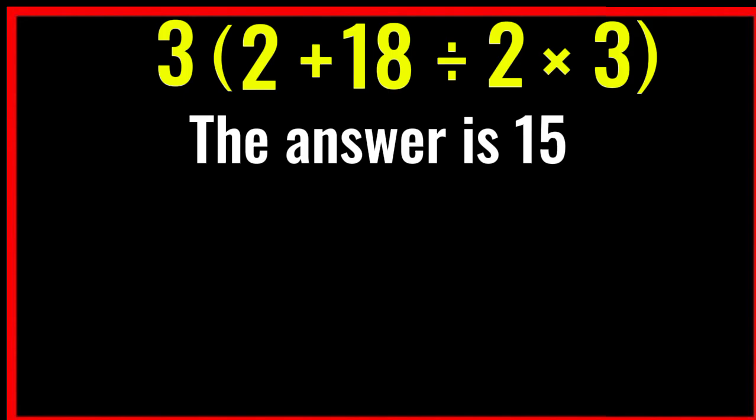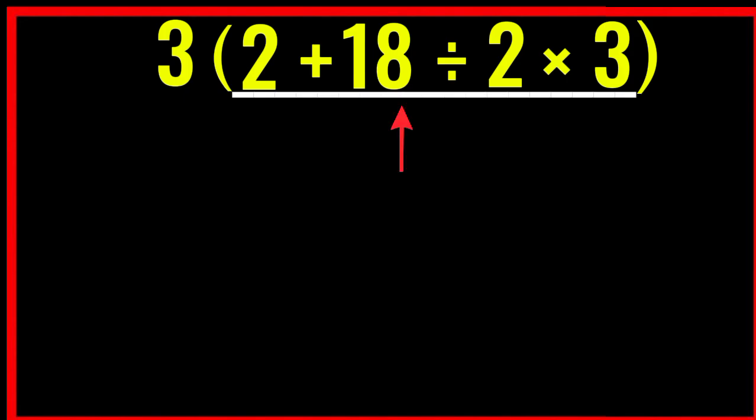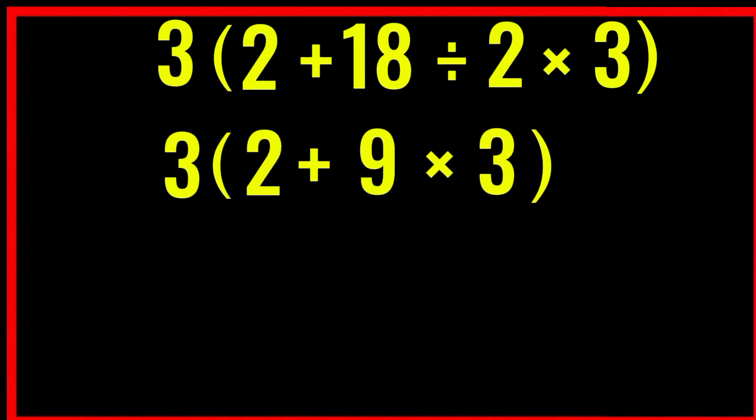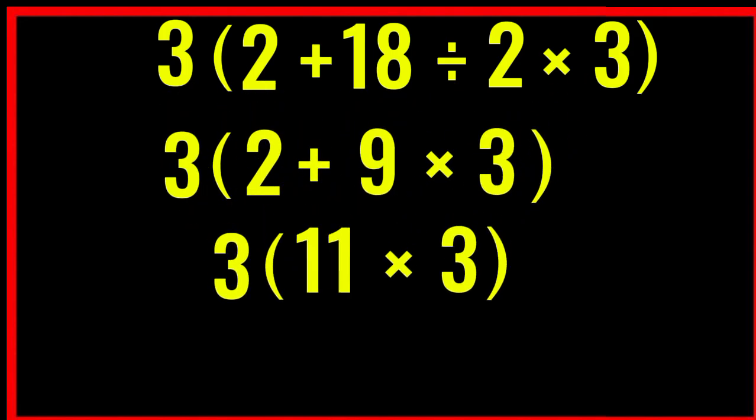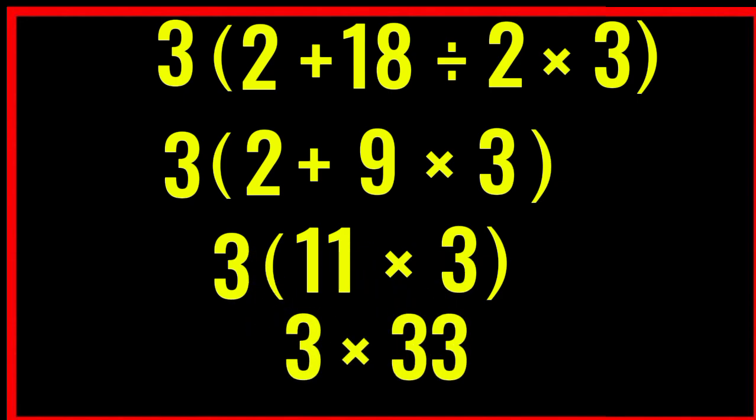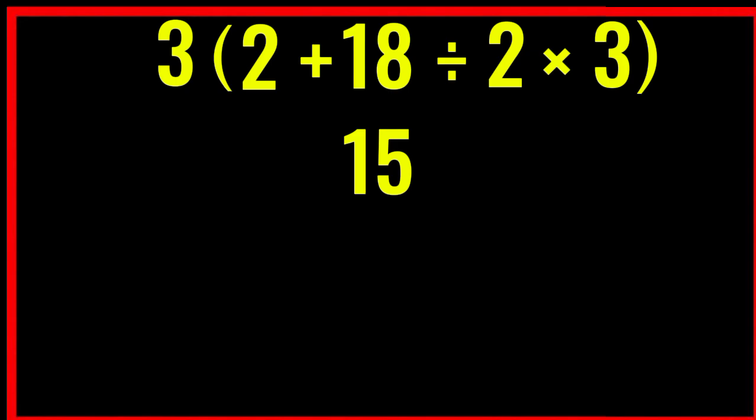Here's how they get it. They solve the expression inside the parentheses like this. 18 divided by 2 equals 9. Then they incorrectly do 2 plus 9 equals 11. Then they multiply. 11 multiplied by 3 equals 33. Finally, they multiply 33 by 3. Or some people mix up the order of operations in a different way and somehow end up with 15. But here's the problem. That answer is wrong.